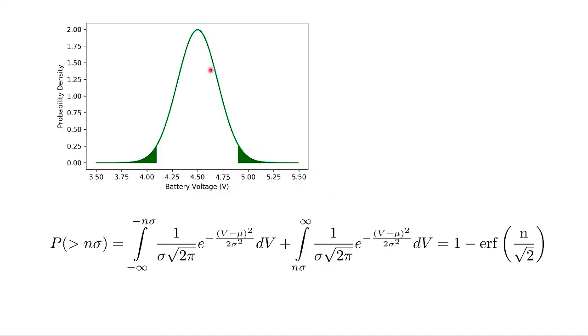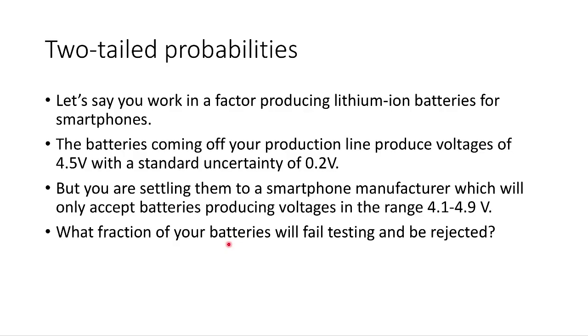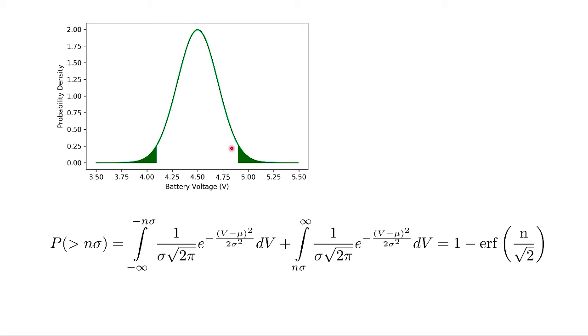Now, here is what we expect the probability distribution function to look like. It's got a mean of 4.5, that's the mu in the equation, and a standard uncertainty, which is the sigma in the equation, which is 0.2. So this is what that curve looks like. And what we're after is what fraction are going to be rejected. That's the ones off this side or down that side, so less than 4.1 or more than 4.9.